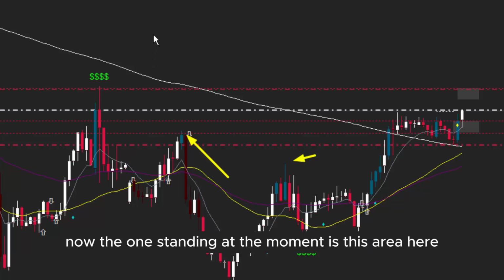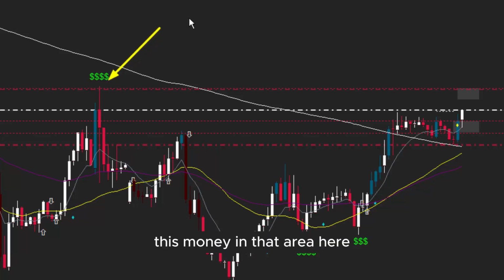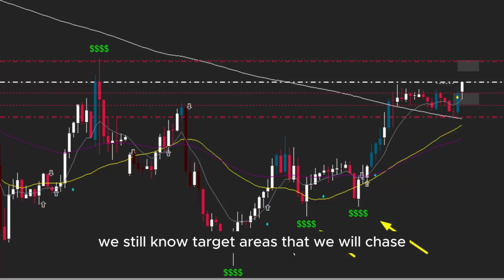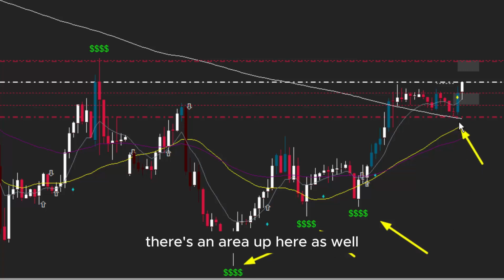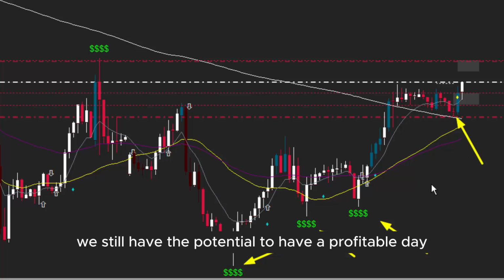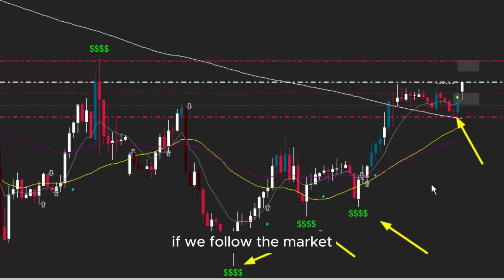Now, the one standing at the moment is this area here. There's money in that area here, the recent money. There's still money down here at the bottom. So if it does turn, we still know target areas that we will chase. There's an area up here as well. So if it does turn on us and we are wrong, we still have the potential to have a profitable day if we follow the market.